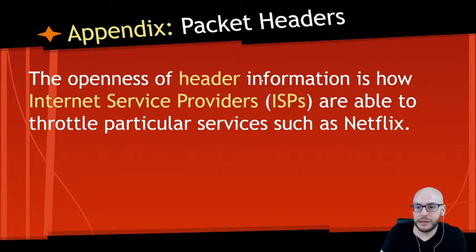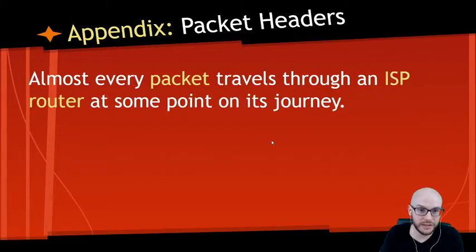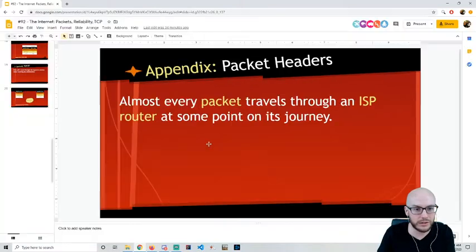The openness of the header information is how internet service providers, give me some internet service providers in Twitch chat, right? We're talking Comcast, AT&T, kind of depends on your regional area. ISPs are able to throttle particular services such as Netflix. So almost every packet travels through an ISP router at some point in its journey.